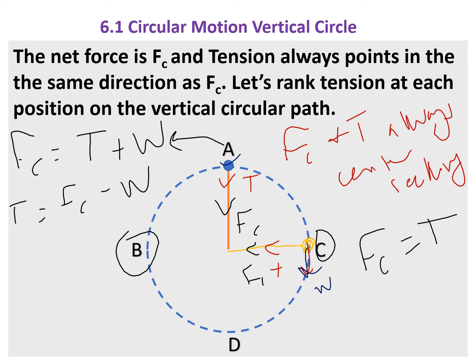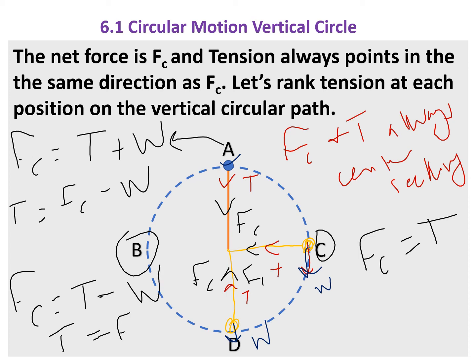Let's see what happens to the object when it's in the D position. Okay, so again, center seeking force, that's always the net force, F sub C going to the center. Tension, always also to the center, and the weight now is in the opposite direction, W going down. So I build my net force equation, F sub C equals tension is positive because it's in the same direction, minus W. If I solve then for tension, tension equals F sub C plus W.